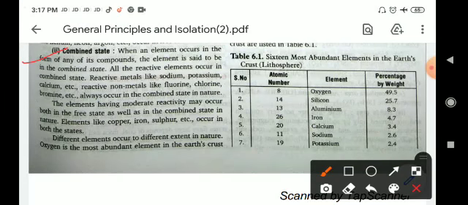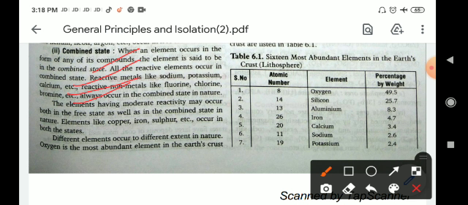Okay, next, second, combined state. When an element occurs in the form of any of its compounds, the element is said to be in the combined state. Means an element is present in a compound form along with other elements. So all the reactive elements occur in the combined state. Reactive metals like sodium, potassium, calcium, etc., and reactive nonmetals like fluorine, chlorine, bromine, etc. always occur in the combined state in nature.